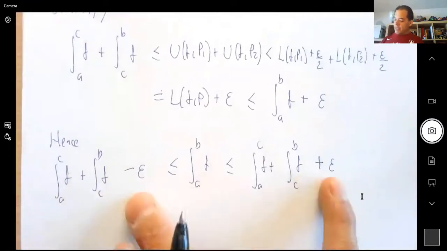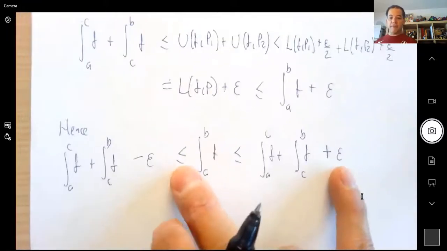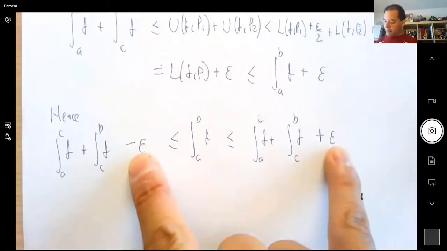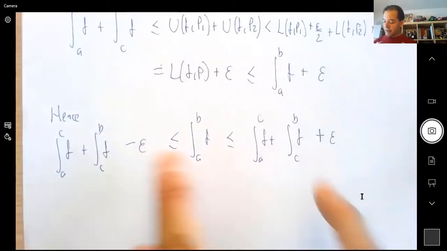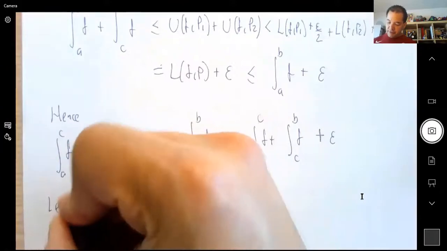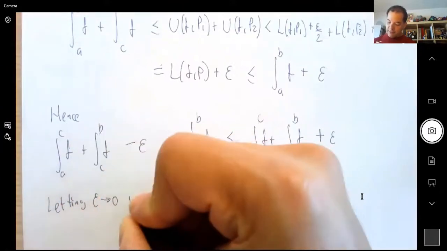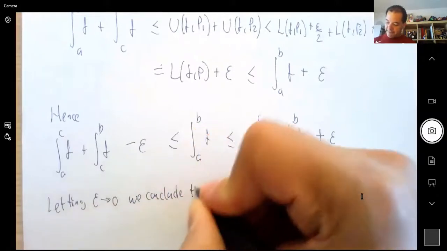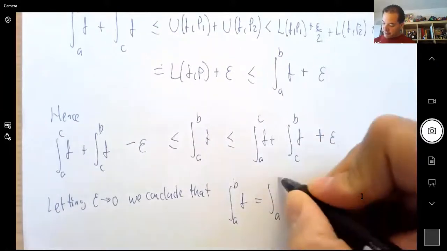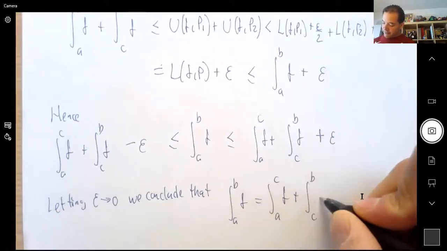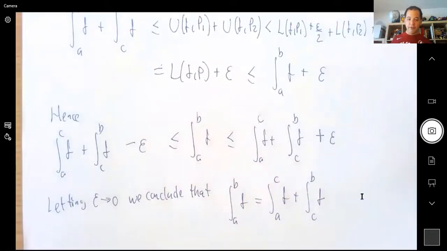And because this happens for any epsilon, we can make this for an arbitrary epsilon. So the only possibility is, by letting epsilon go to 0, you realize that this has to be the same as that. So letting epsilon go to 0, we conclude that the integral from A to B of f is the integral from A to C of f plus the integral from C to B of f, just like we want. All right? So that's essentially it.